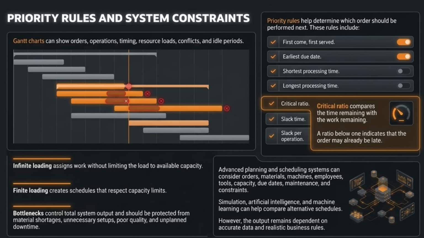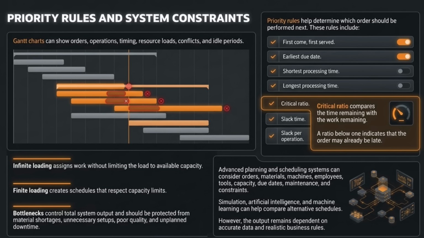A ratio below 1 indicates that the order may already be late. Infinite loading assigns work without limiting the load to available capacity. Finite loading creates schedules that respect capacity limits. Bottlenecks control total system output and should be protected from material shortages, unnecessary setups, poor quality, and unplanned downtime.